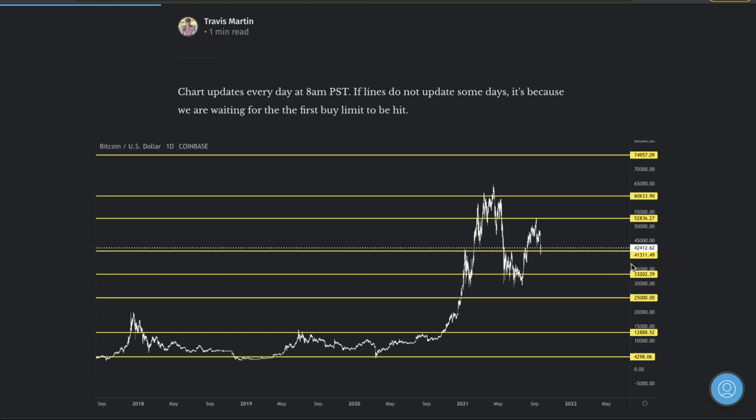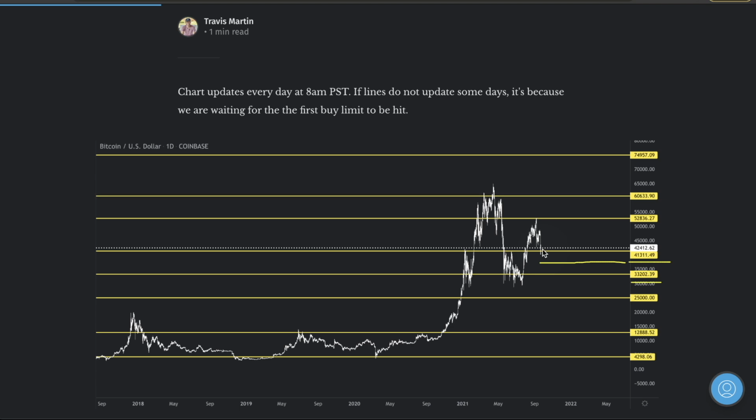So let's say your first buy limit got triggered here at 41,311, and then your second one got hit here. Basically, you just need to take your first entry price plus your second entry price and divide it by 2. That's going to give you your new break-even entry. So as the price goes down and hits more buy limits, you will actually get a more favorable break-even entry as the market goes against you.